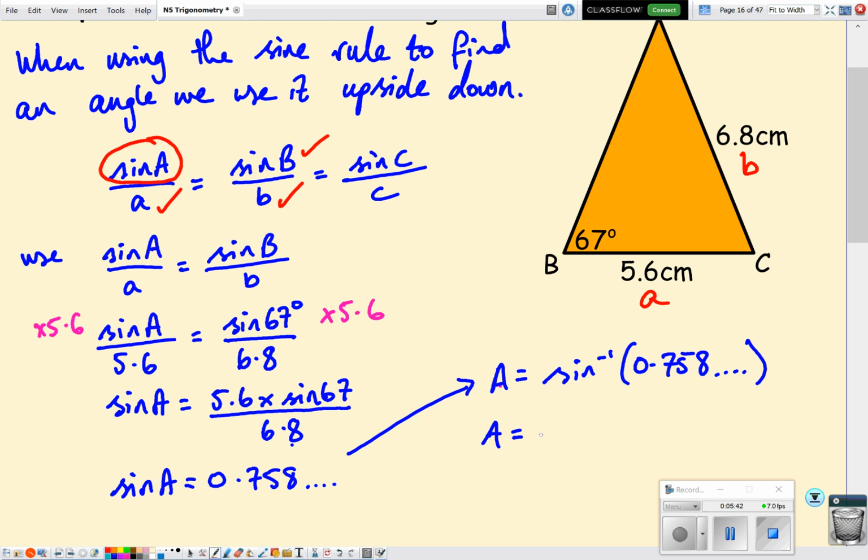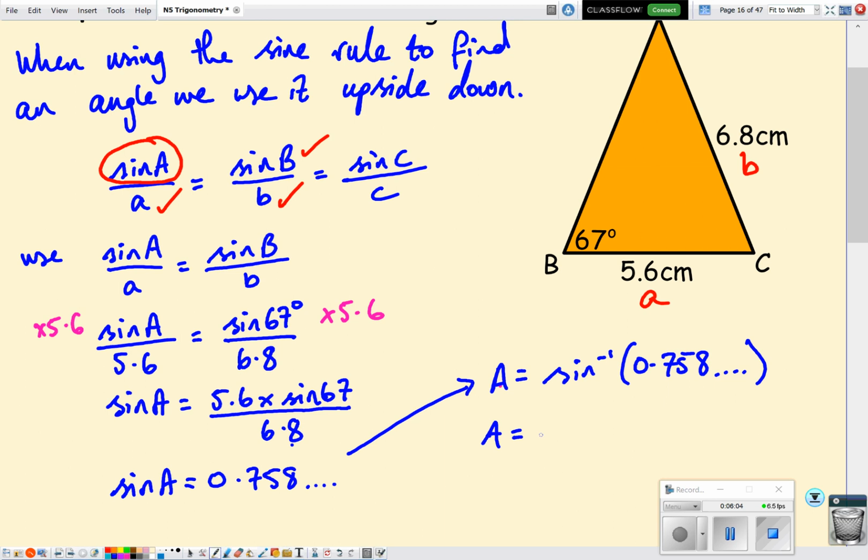However your calculator works. If you're a bit stuck with how your calculator works, just contact your teacher and they should be able to help you. So inverse sine 0.758. In fact, I'm not even putting 0.758 in, I'm hitting the answer key so that I put the whole number in and get something a bit more accurate.